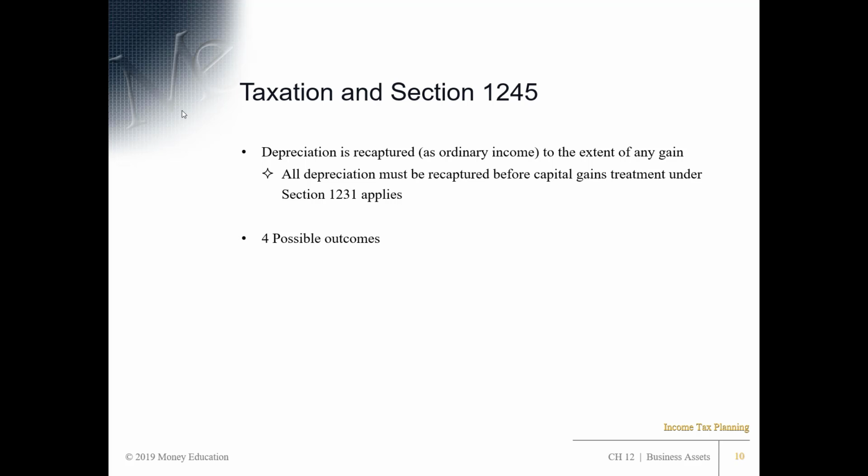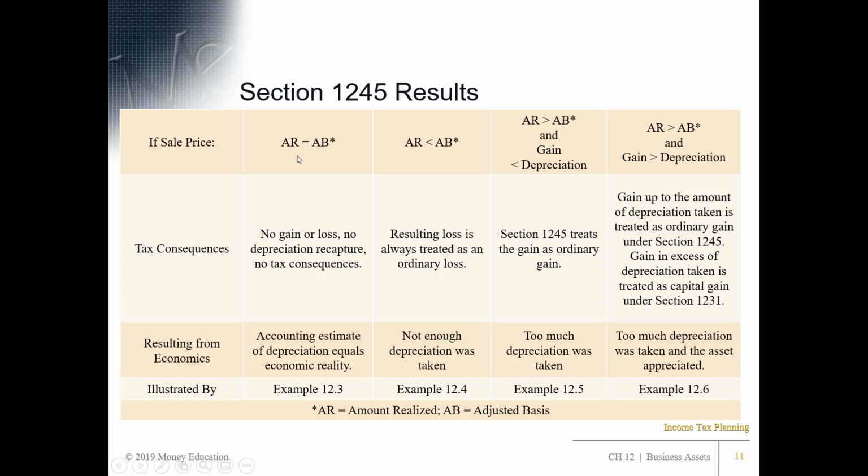So, an example has 4 possible outcomes. If the amount realized, AR, equals the adjusted basis, AB, then there's no gain or loss. It's basically equal, resulting from economics. So accounting estimates of depreciation equal economic reality. If the amount realized is less than the adjusted basis, then the resulting loss is always treated as an ordinary loss. Not enough depreciation was taken in the example.